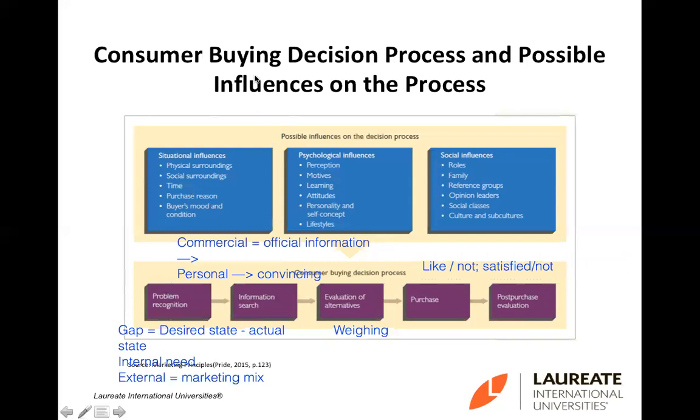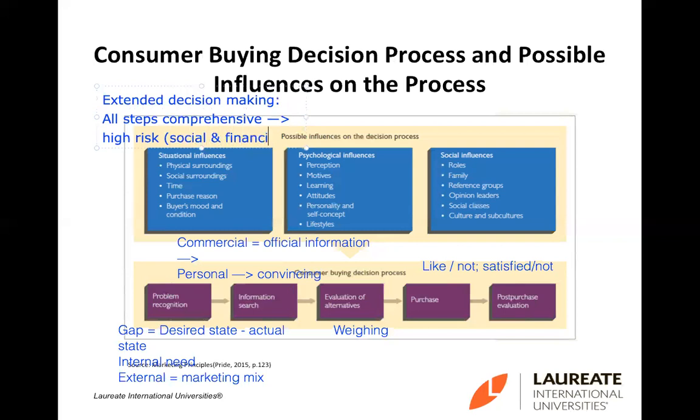Now, the thing is, not all purchase situations are treated the same way. There are 3 types of decision making. The first one is extended decision making. This is where consumers go through all steps comprehensively. Now, why is that? Well, because in extended decision making, the consumers are making a decision that is considered high risk. High risk in terms of what? In terms of social risk and in terms of financial risk. If you buy a car, for instance, well, we will do some research.